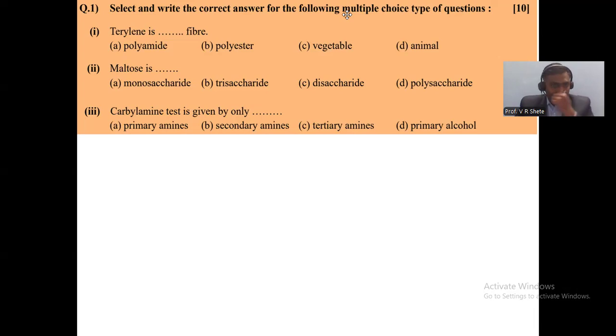This is from the polymer topic. Pteryline is a type of polyester. Next one.